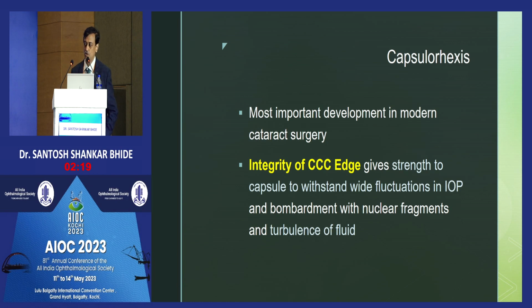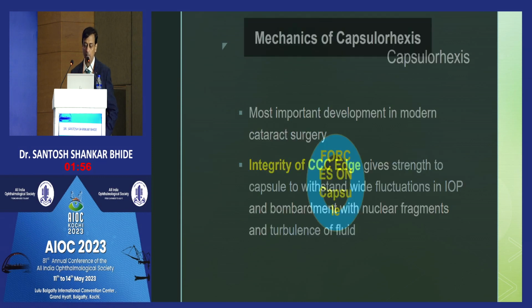Capsulorhexis is one of the most important steps in phacoemulsification. If you are doing SICS, then tunnel construction is the most important step. But if you are doing phacoemulsification, then capsulorhexis is the most important step. And the integrity of the capsulorhexis edge gives strength to the capsule to withstand wide fluidics, fluctuations in intraocular pressure and bombardment with nuclear fragments and turbulence of fluid.